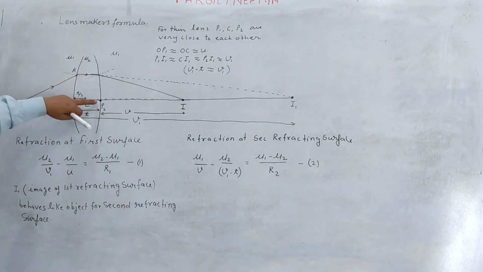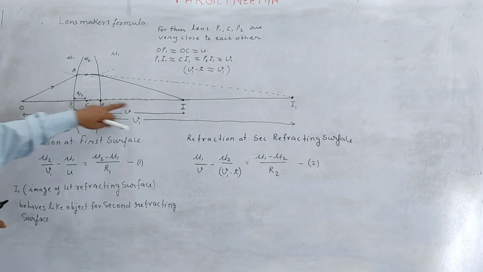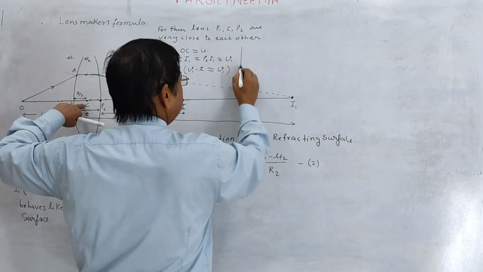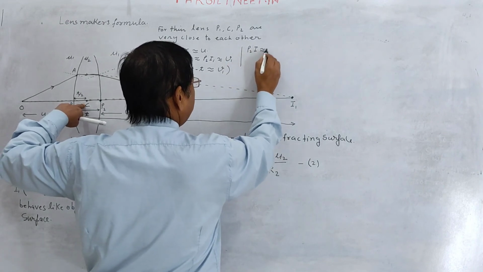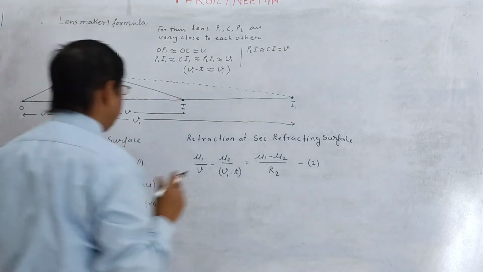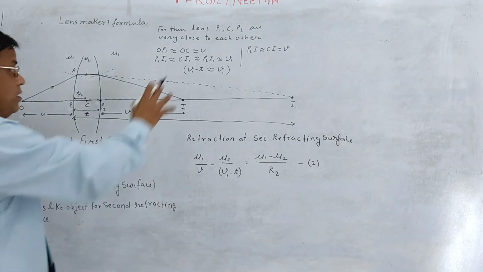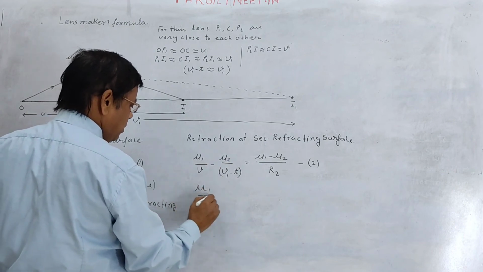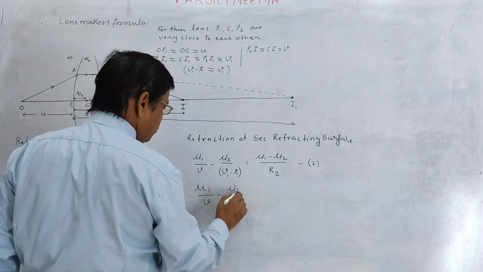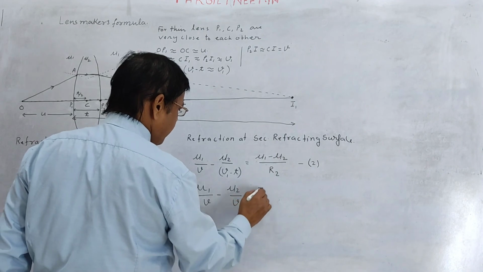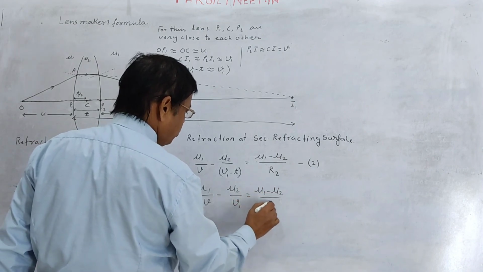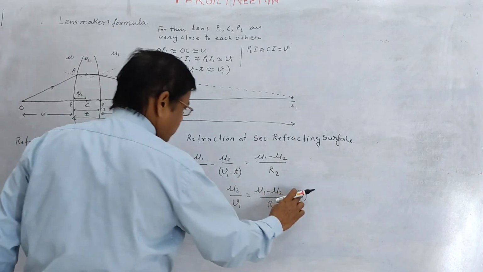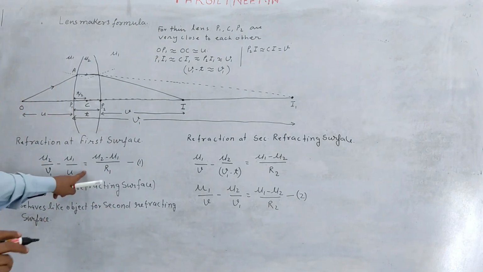And then the final image P2I. P2I is V and P2I can be approximately written as CI. P2I is equal to CI is equal to V. So these approximations we can make. After making this approximation, we can rewrite: mu1 upon V minus mu2 upon V1 is equal to mu1 minus mu2 upon R2. So let this be equation 2. Now adding equation 1 and 2.